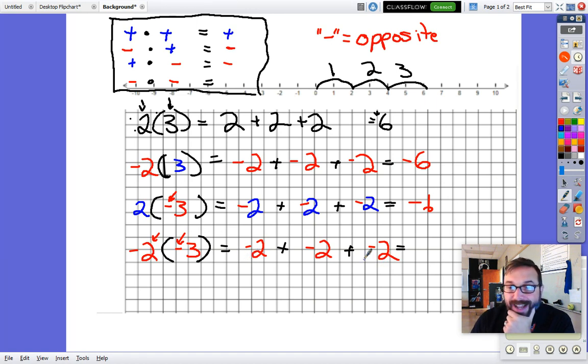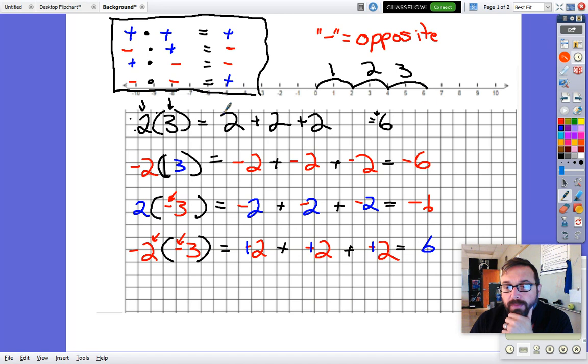All right, now I have an opposite symbol. Well, I've already got negatives in here, but I need to do the opposite. So I'm going to go on ahead and turn those negatives positive. So I have a +2 plus a +2 plus a +2. Well, that would yield a +6. So a negative times a negative is a positive.